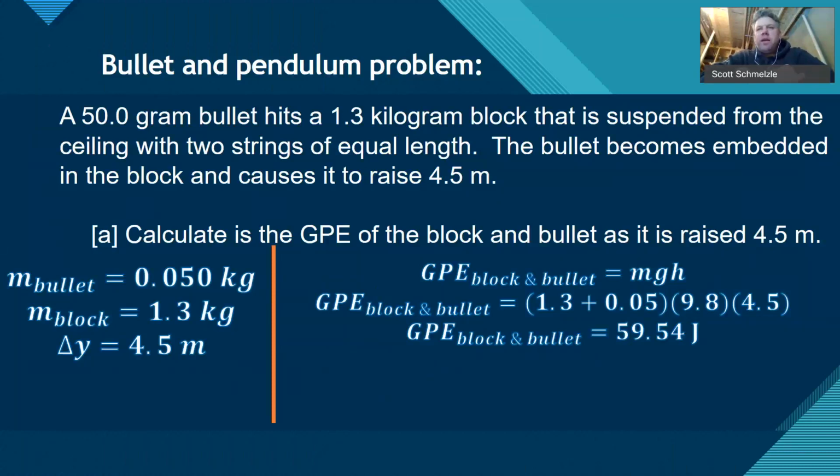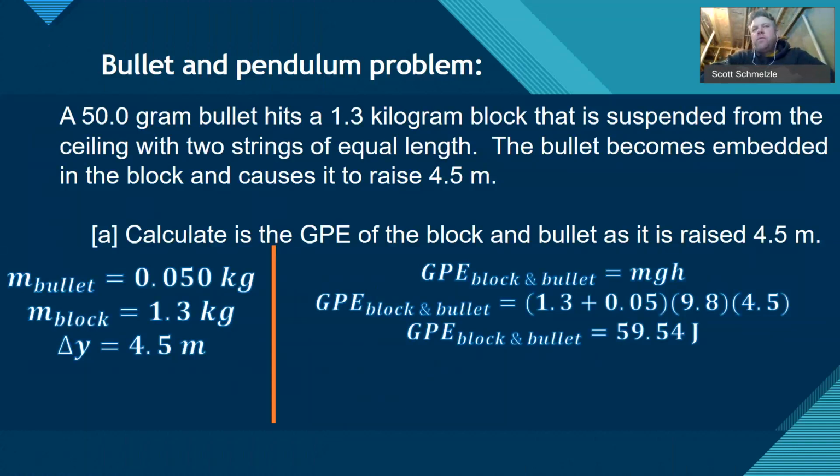So we take the block at 1.3, we take the bullet at 0.05, add those two together to get 1.35, multiply it by 9.8, multiply it by 4.5. We see that the gravitational potential energy of this block and bullet to get to that height is 59.54 joules, right? So once again, that's how much energy it took to reach the apex at that 4.5 meters, all right?